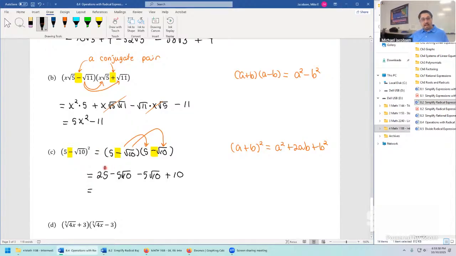Now we have two kinds of like terms, 25 plus 10 giving us 35. And we have like roots again. They're both square roots with a radicand of 10, so negative 5 root 10 minus 5 more copies gives us negative 10 root 10. Then that's where the problem would end on this one.